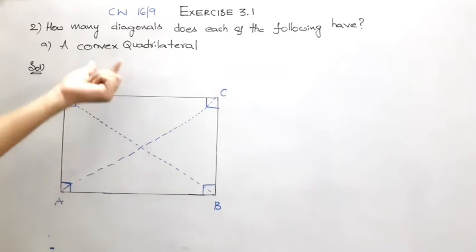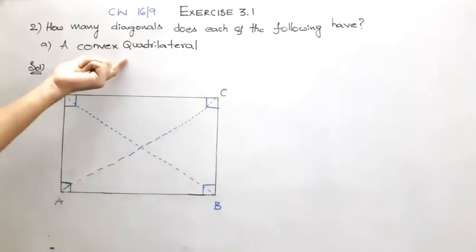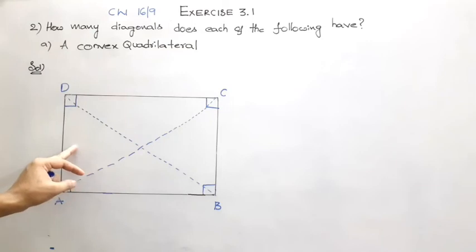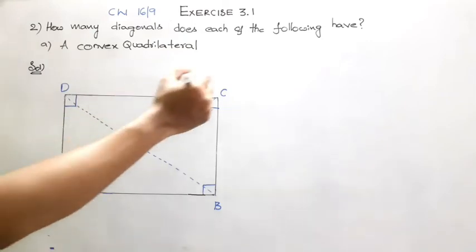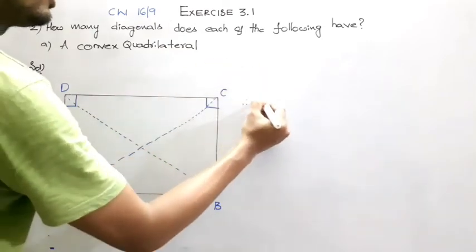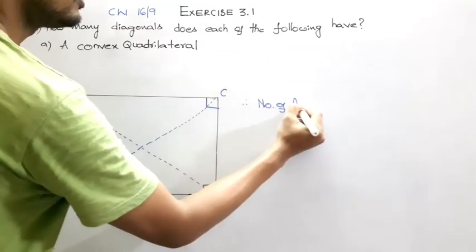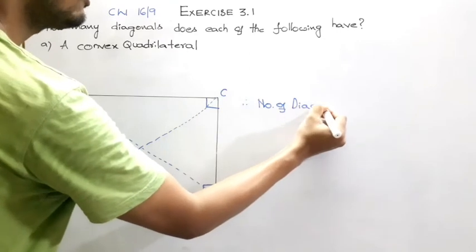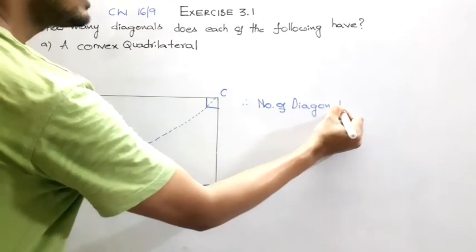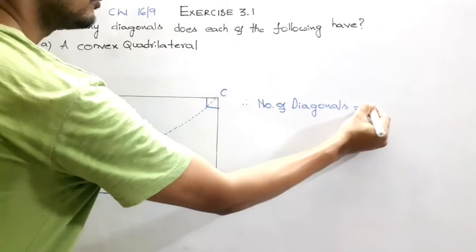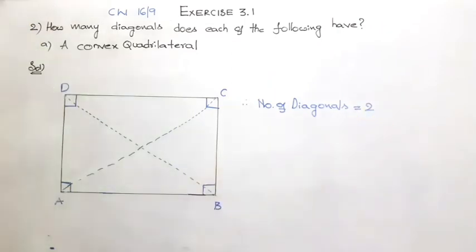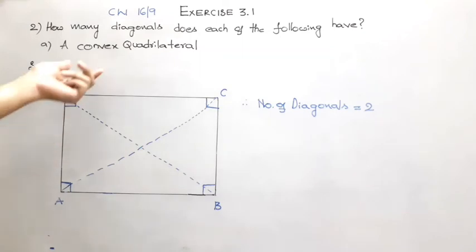So a convex quadrilateral ABCD carries how many diagonals? 2 diagonals. Therefore, number of diagonals is equal to 2. You have to draw the figure also as a solution. We have 2 diagonals in the given figure. So a convex quadrilateral will have 2 diagonals. Now let us move to the next one.